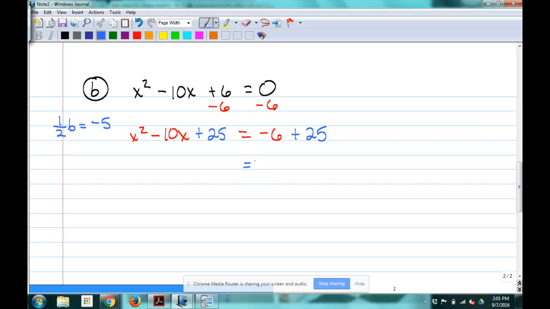The right-hand side's just numbers. It's negative 6 plus 25 would be 19. On the left-hand side, we can now factor that trinomial. It's always going to factor as what? And half of b is negative 5. So it'd be x minus 5 squared. Always going to factor that way. This is where it gives me all the square root stuff. Oh, this is the easy part. Once you get here, it's easy, in my opinion. This part's the hard part to me.